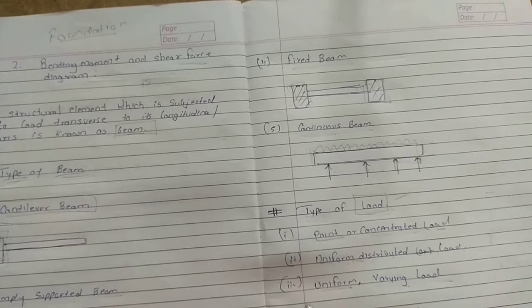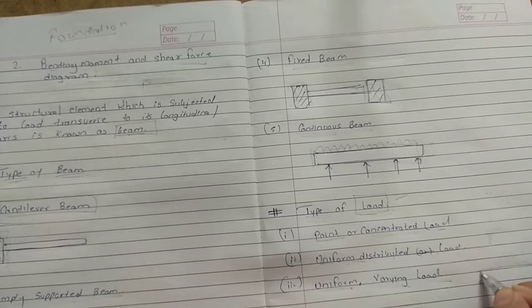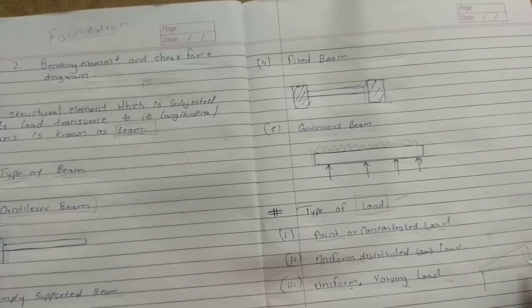Now the third is the uniformly varying load. A uniformly varying load is one which is spread over the beam in such a manner that the rate of loading varies from point to point along the beam. I am just drawing the figure so that you will understand better. This is the example of a UVL load.